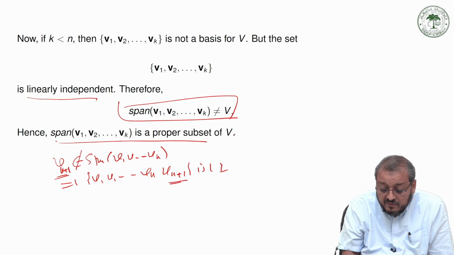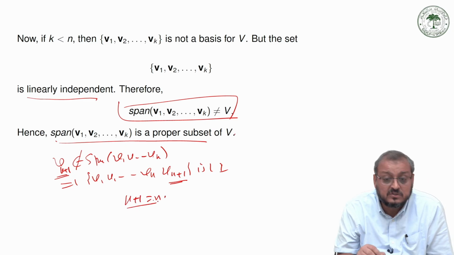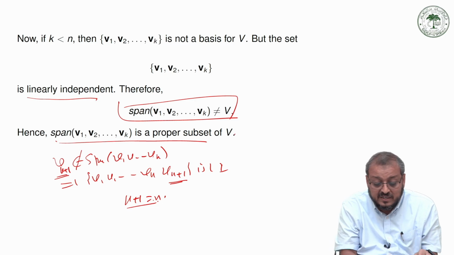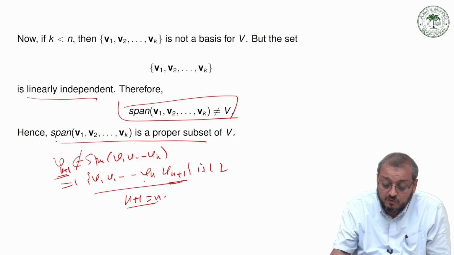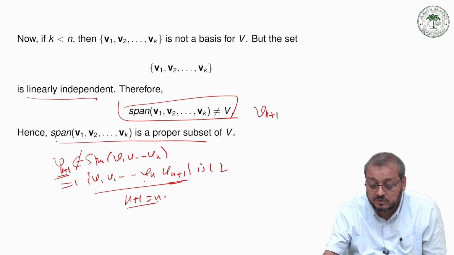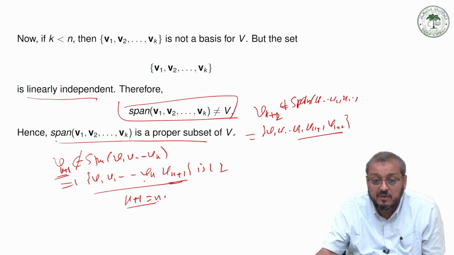And if again this k plus 1 is equal to n, then we are done. If k plus 1 is not equal to n, then again this set is a proper subset of the span. Then we have to find another element v_{k+2} that does not belong to the span of v1 up to v_{k+1}, and then we have to construct the set v1, v2, ..., vk, v_{k+1}, v_{k+2}, which is linearly independent.